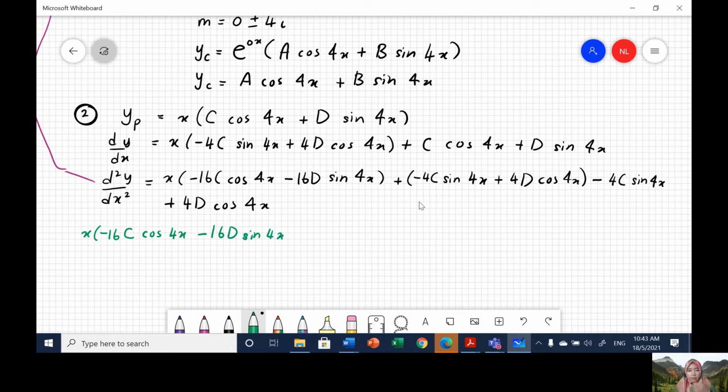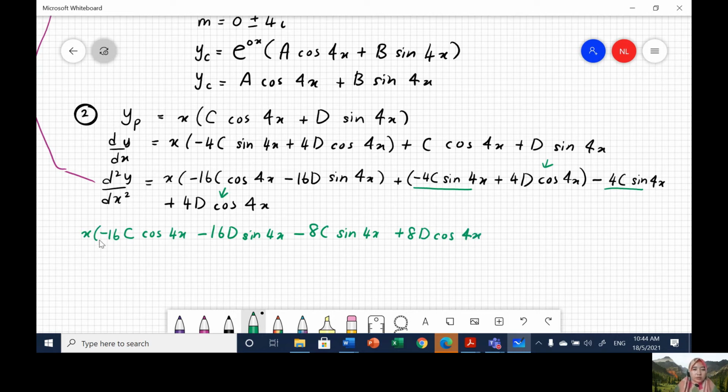Okay, these two, we are going to simplify. Let me show you this one. Let me combine. Then here and here can also be combined. So negative 4c, negative 4c, so we have negative 8c. Then 4d cos 4x combined with 4d cos 4x gives 8d cos 4x.